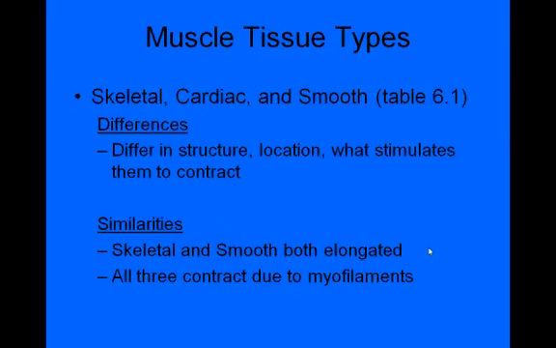Now, for muscle tissue types, there are 3 types of muscles. There is skeletal, cardiac, and smooth muscle. Some of the differences, well, they differ in structure, where they're found, and what stimulates them to contract. Some of the similarities, skeletal and smooth, are both elongated, and all 3 contract due to myofilaments.